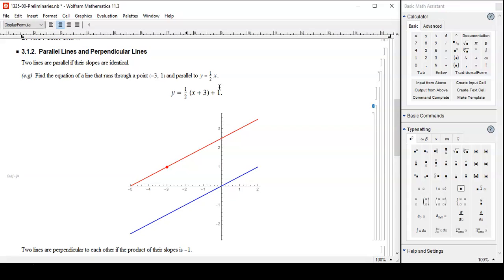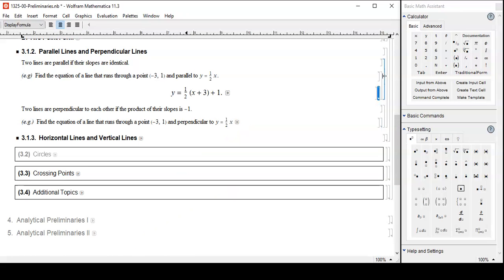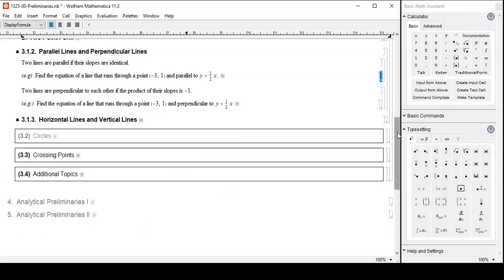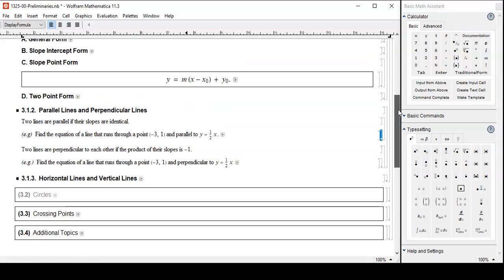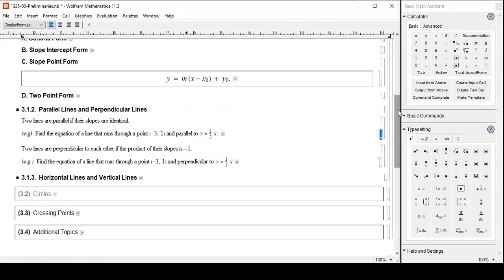So, this line we found, that's the red line here. And the blue line is the original. It's running through the origin 0, 0. And this red line is running through -3, 1. And as you can see, they are parallel. Now let's go to the next problem.